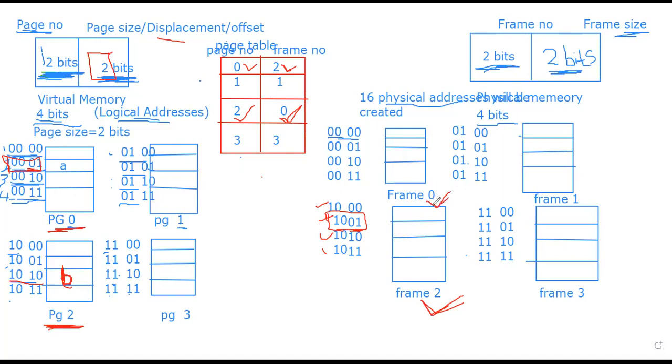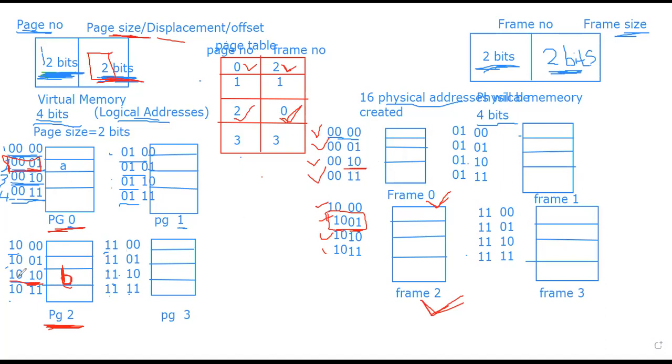Okay, fine. In this frame 0, we have 4 addresses. In these 4 addresses, to which one will it be mapped? Do we know that? Yes, you can find it out using the displacement or offset. So what is the displacement here? The final 2 bits of our logical address are the displacement. That means the displacement of B is the remaining final 2 bits, 1 and 0. So now come to frame 0, where you see 1 and 0.